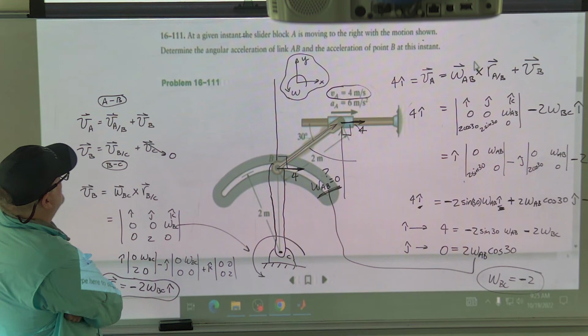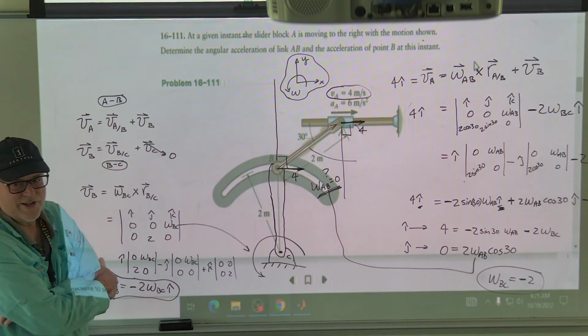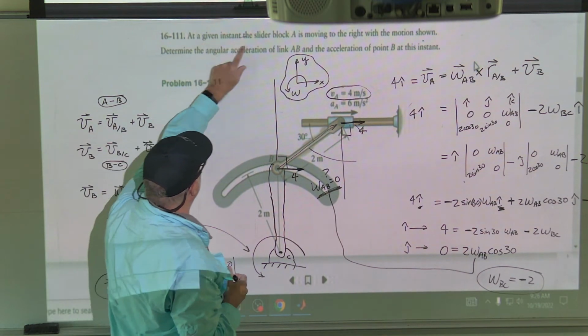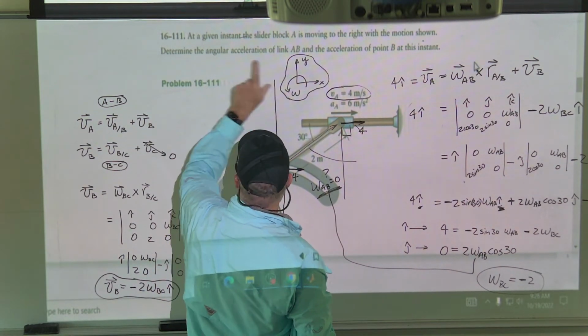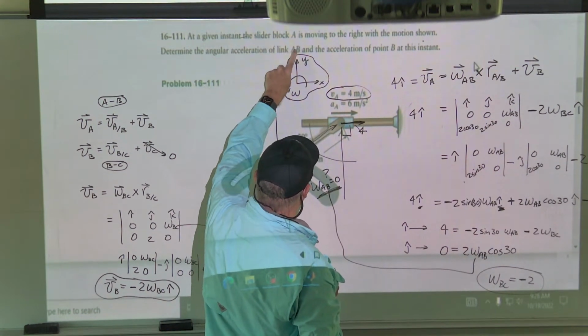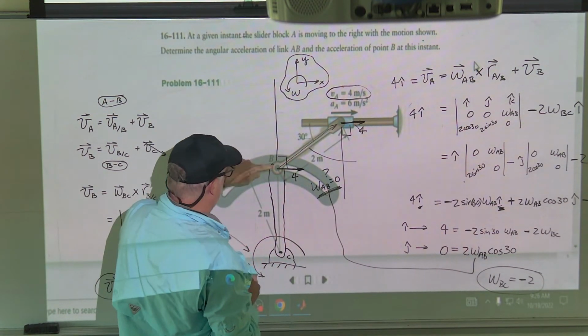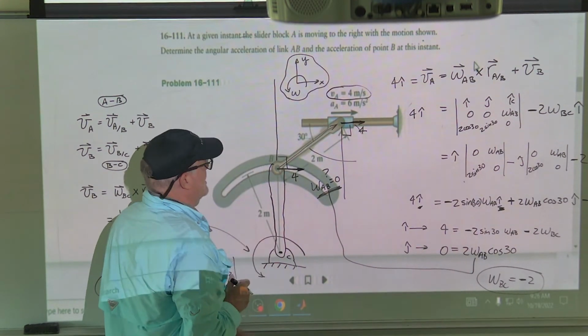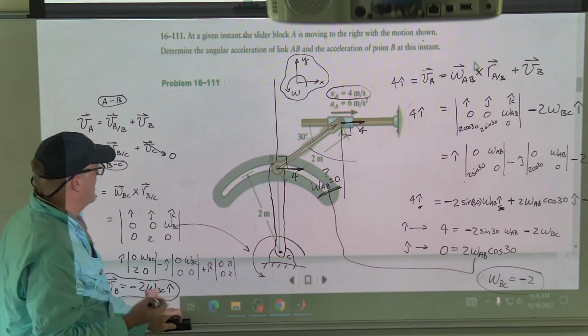Now, okay, I should have read the problem to begin with. At the instant shown, the slider block A is moving to the right. Determine the angular acceleration of link AB and the acceleration of point B. That would be this one. So I worked myself to that point.